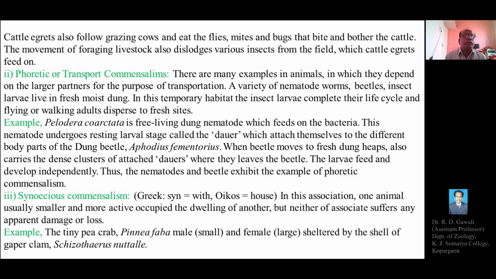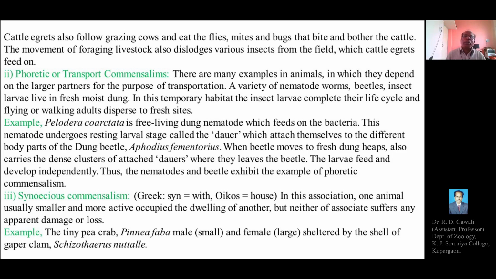Then the second example, that is phoretic or transport commensalism. There are many examples in the animals in which they depend on the larger partners for the purpose of transportation. As we have explained in the example of remora fish and the shark, similarly in phoretic or transport commensalism there are many examples in the animals in which they depend on larger partners for the purpose of their transportation.